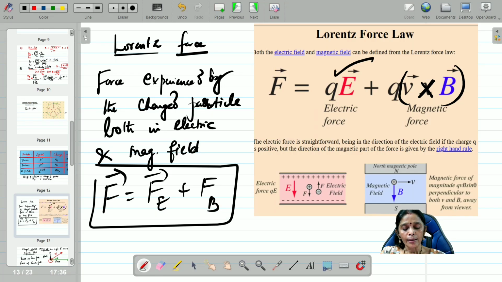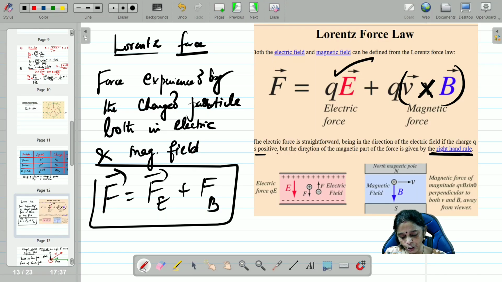So that is all. The electric force is straightforward, being in the direction of the electric field, for the charge is positive. But the direction of the magnetic part of the force is given by right hand rule, or you can say it is given by cross product rule, or you can say, given by right palm rule. Do you understand, children? Lorentz force is very simple. It is due to electric field as well as magnetic field.